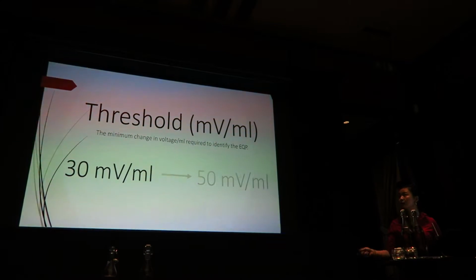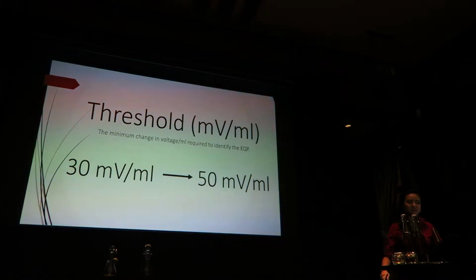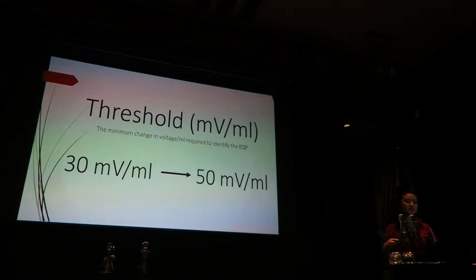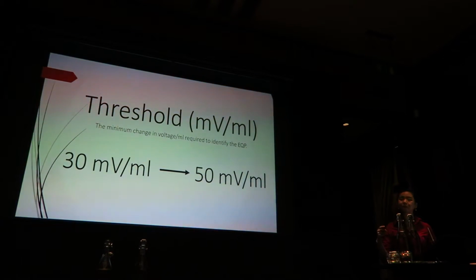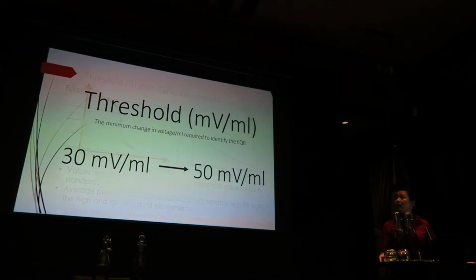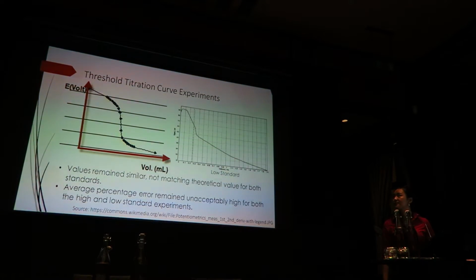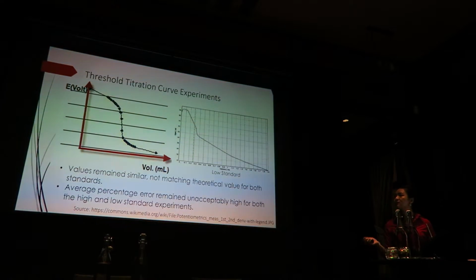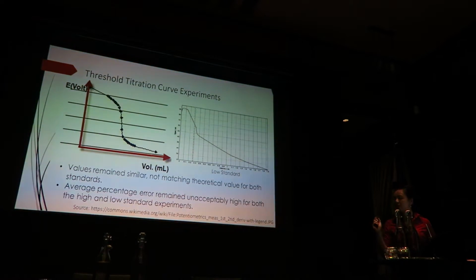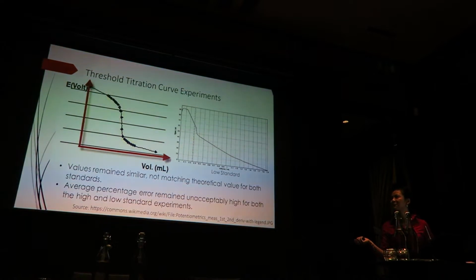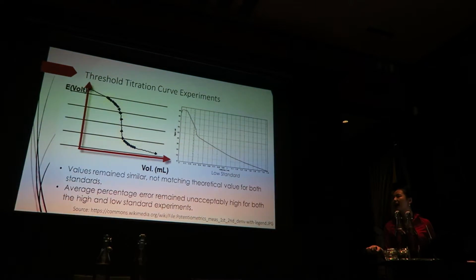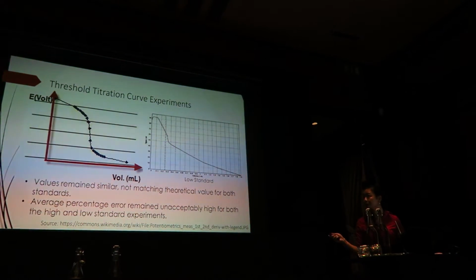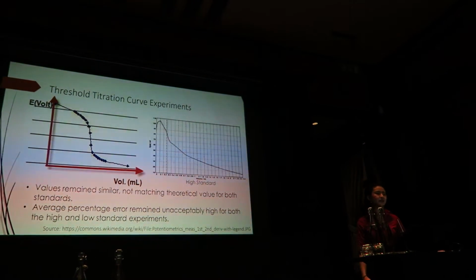We decided to increase this to 50 mV per mL because it will give it a bit more chance to detect the correct endpoint. However, when we ran this through the system, as you can see, the graph is still not very comparable, and the values and the theoretical value were not matching, and the percentage error was also unacceptable for both the low and the high standard.